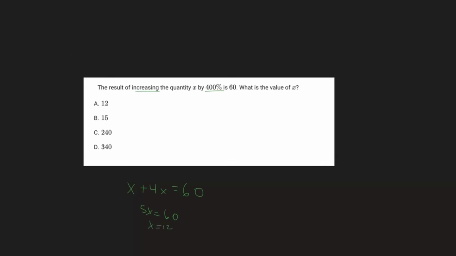All right. So another way you could think about this is that if you increase the quantity by 100%, you're doubling it. So if you increase it by 200%, you're tripling it. And therefore, in reality, by increasing the quantity by 400%, you're really just multiplying the original value by 5. And so 60 divided by 5 is 12. And yeah, that's an easy way to think about it.